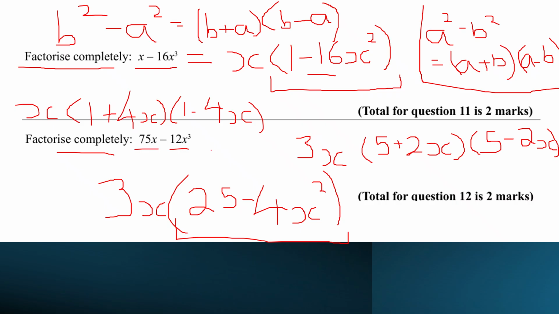Whenever it says factorize fully or factorize completely, there will be a hidden difference of two squares, unless you're pulling out multiple factors in one go, so watch out for that. Watch out in the exam, in your end of year test or your summer assessment, for the difference of two squares. Thank you very much.